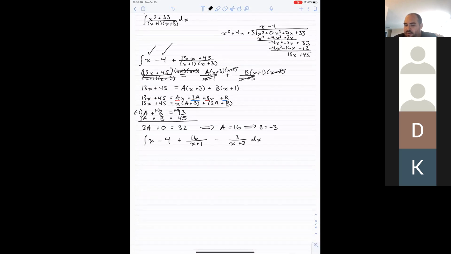All right, so now we have four much simpler terms than what we started with. Let's just take them piece by piece. What's the integral of x? X squared over 2. Then -4x. Yep. The next two are the most complicated, but still not too bad. What's the integral of 16 over x plus 1? 16 natural log absolute value of x plus 1. And similarly, minus 3 natural log x plus 3.